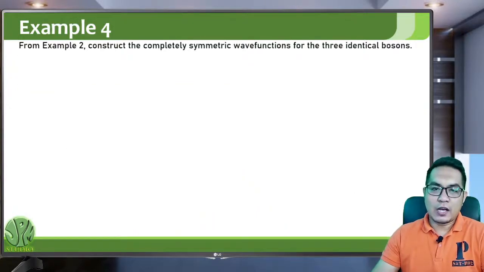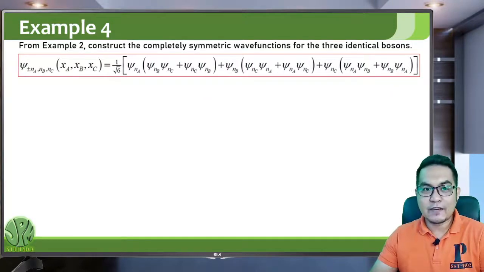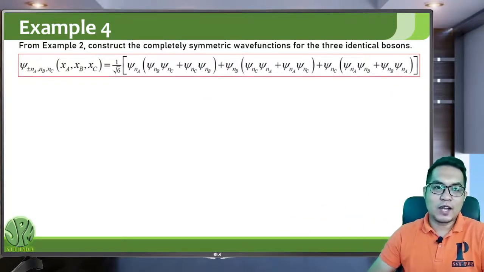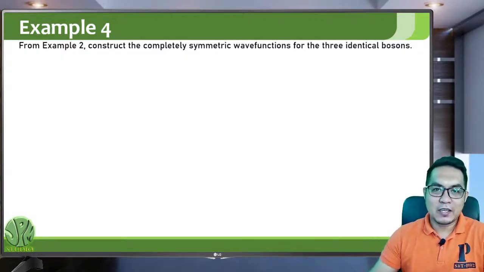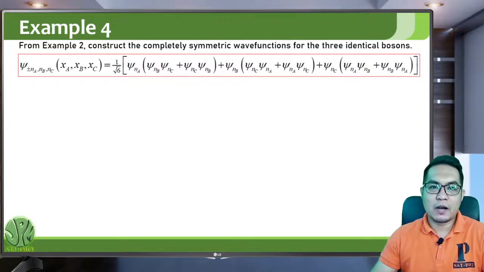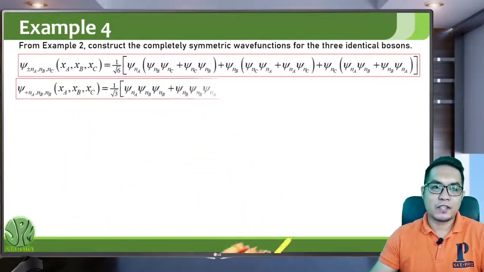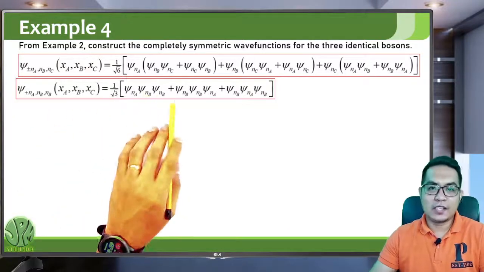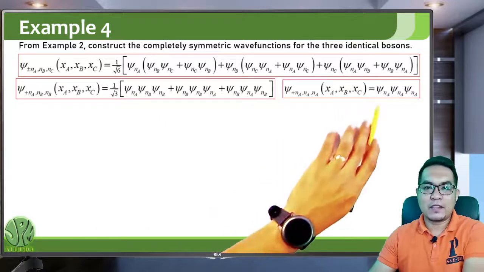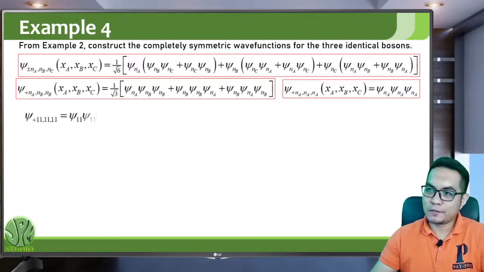So a continuation for example 4. From example 2, the case of identical bosons, construct the completely symmetric wave functions of the three identical bosons. So this is our formula if the three states are distinct from each other. This is our formula if two of the states are the same, and this is our formula if the three states are all the same. We have three formulas for bosons.